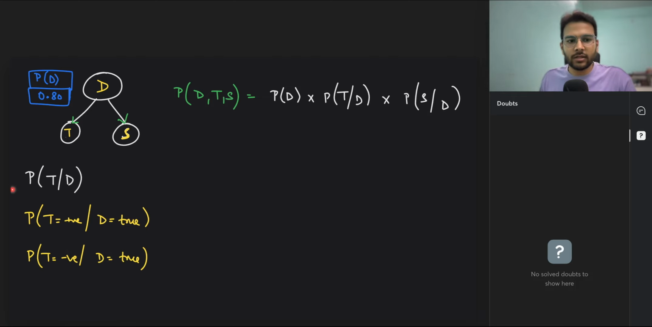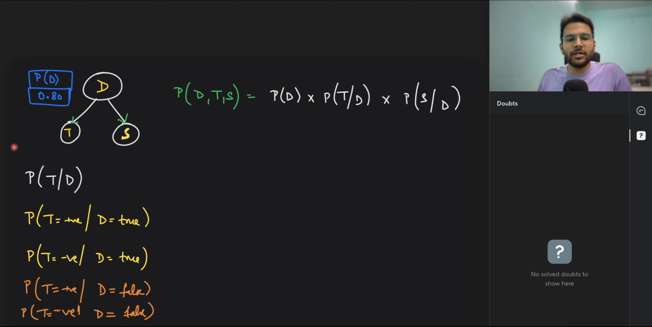Yes. What else? I can also say that test is positive given that disease is false, and test is negative given that disease is false. Is this clear? Can I say these are the possibilities that will be there? Now carefully see this, everyone. Let's say the probability of this is given to you, that it is given that disease is present. That means the patient is infected.